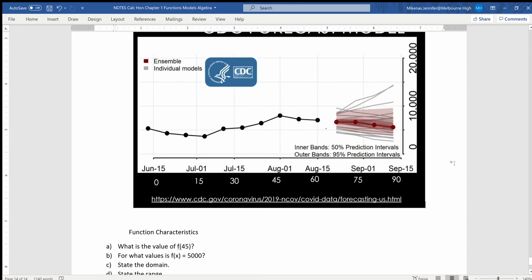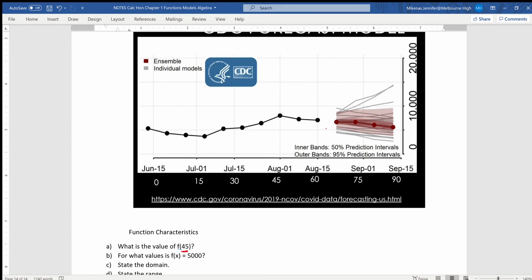So the first question is, what is the value of f of 45? What does f of 45 mean? Well, we know that that means we are talking about when x, let me get my drawing feature up here. Here we go. We're talking about when x is 45. So when x is 45, what is y equal to? And that's what f of x means. f of x represents y.